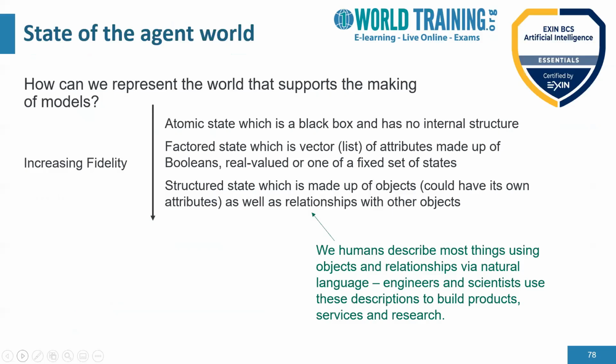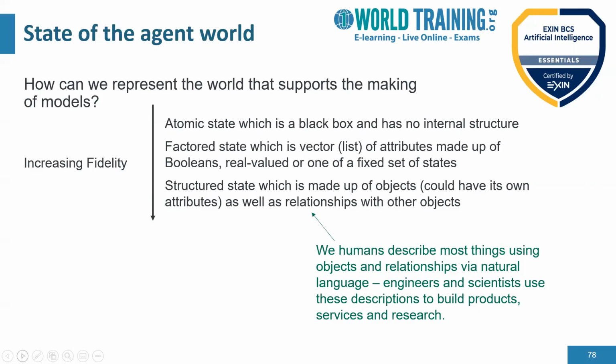Now let's see what the different states of the agent world are. How can we represent the world to support the making of these models? As we go further down, the overall fidelity improves. The fundamental state, as we call it, for the agent world is the atomic state, which is like a black box, and we don't have any view of the internal structure. It is all about putting things in the form of a black box, with no view of the internal structure presented.